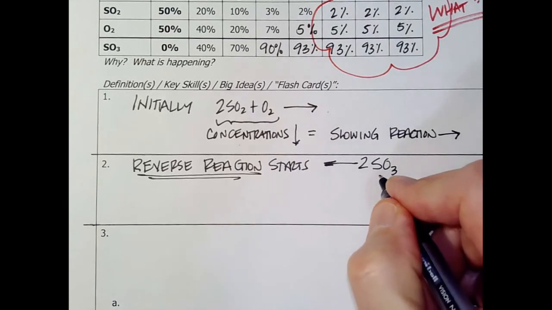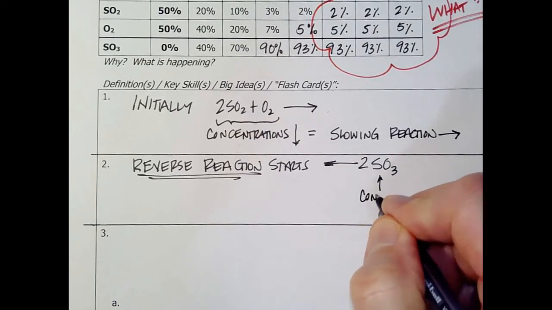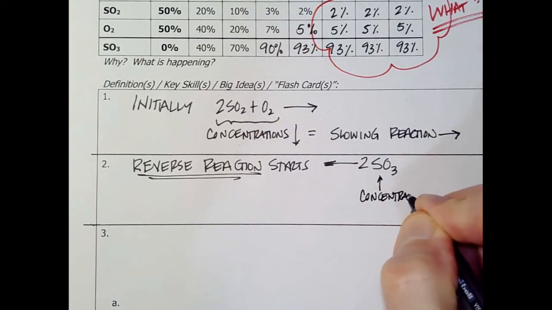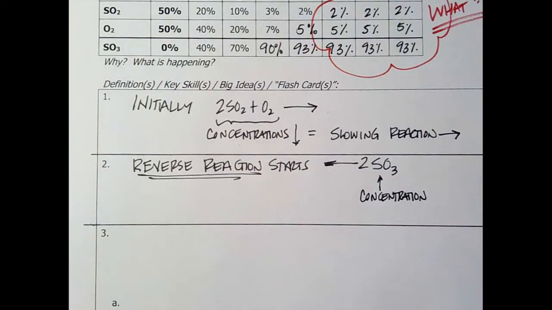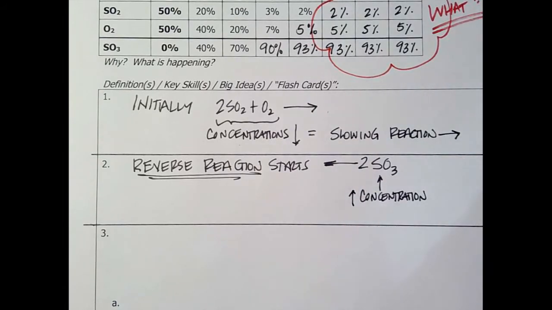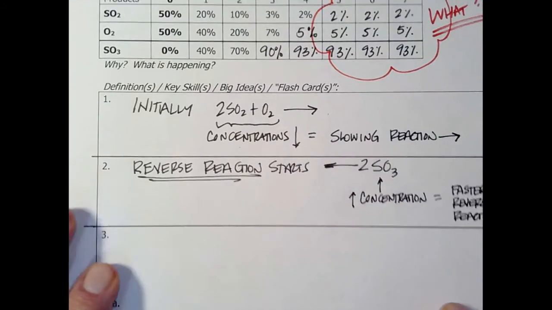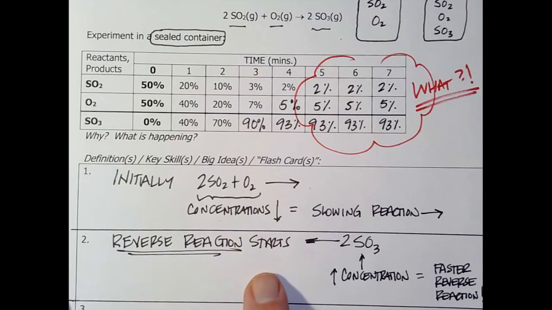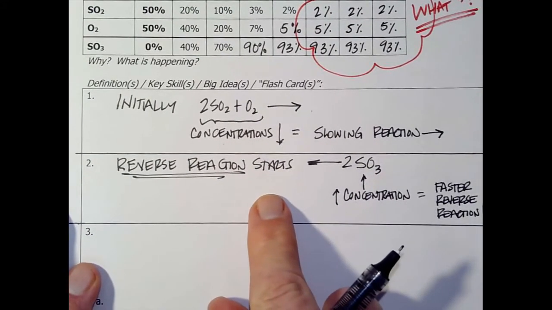Well, what's happening to the concentration of this? Well, initially as I make more and more and more SO3, the concentration of the SO3 goes up. Well, then guess what? This gives me a faster reverse reaction. So this starts and begins to slow down. This starts and begins to speed up.